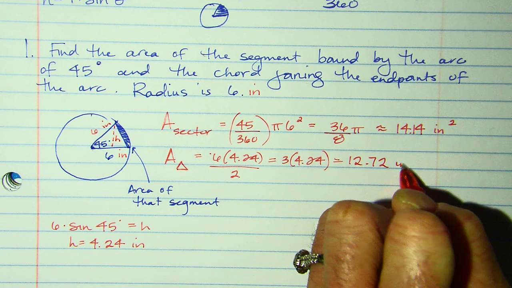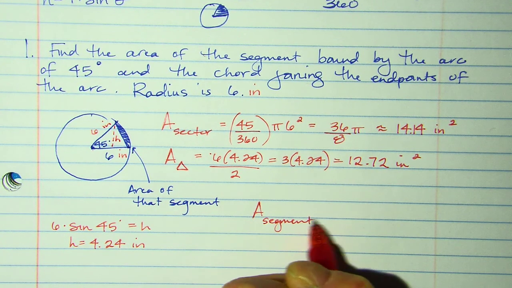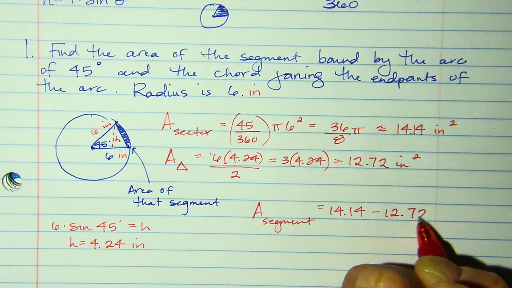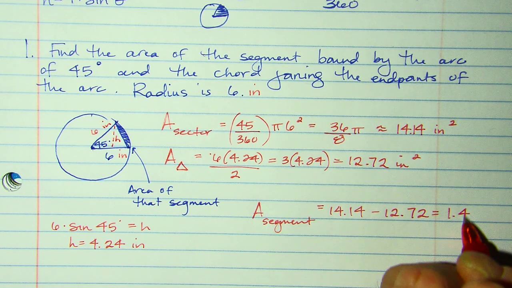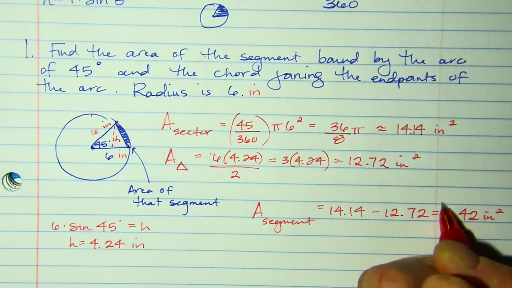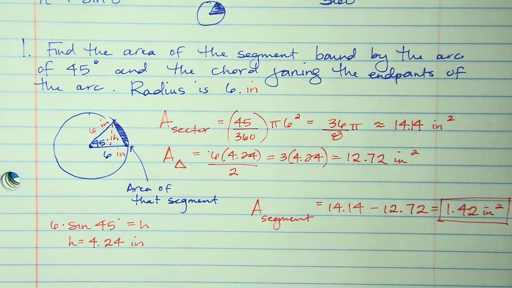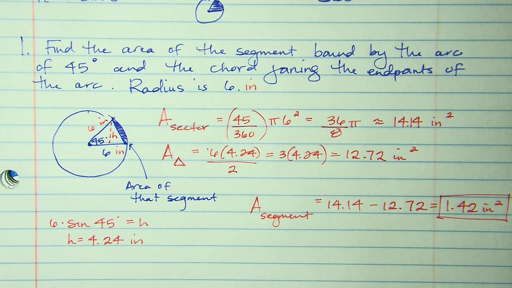And 3 times 4.24 is 12.72. And so the area of our segment is the area of our sector minus the area of our triangle. So 14.14 minus 12.72, I got 1.42 inches squared. Or you can put units squared if they didn't give us inches. Now, I would not leave my answer in pi because the area of the triangle was not in pi. I didn't think about that when I first said it. So convert it to a decimal.